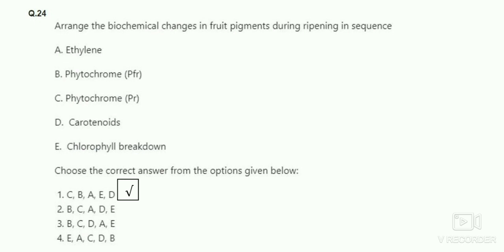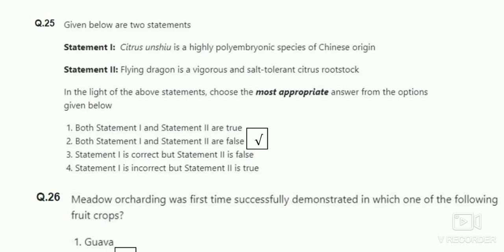Given below, there are two statements. Citrus unshiu is a highly polyembryonic species of Chinese origin. Unshiu is not of Chinese origin, and Flying Dragon is not a vigorous rootstock, it's a dwarfing rootstock, which is salt tolerant. So both statement one and statement two are false.